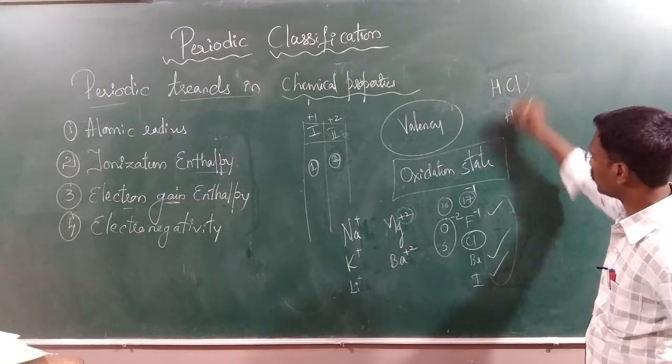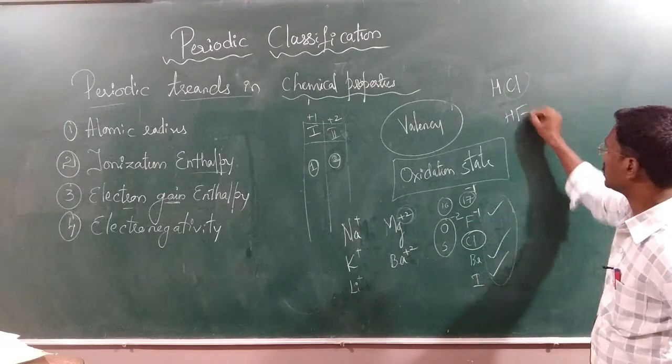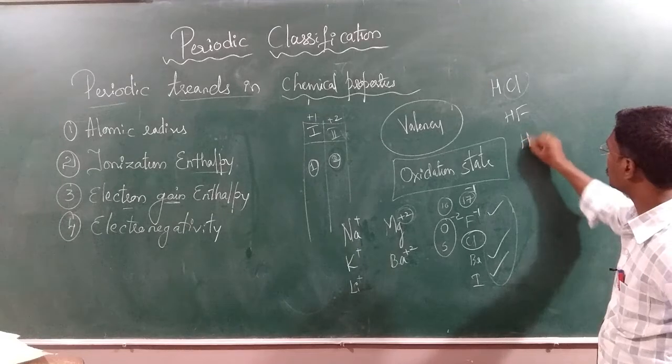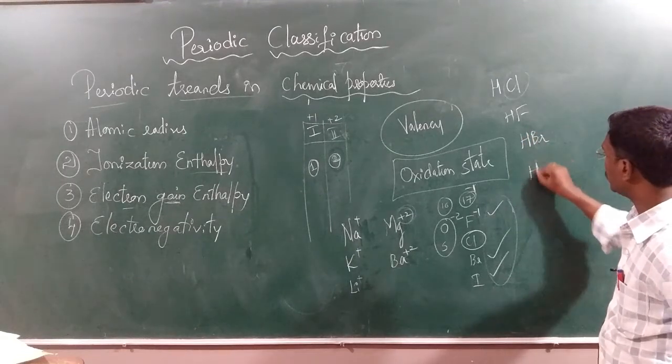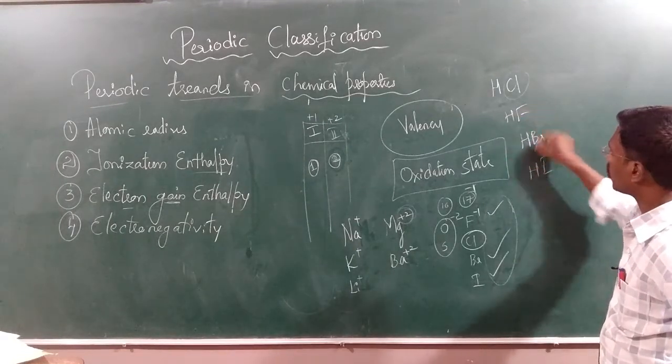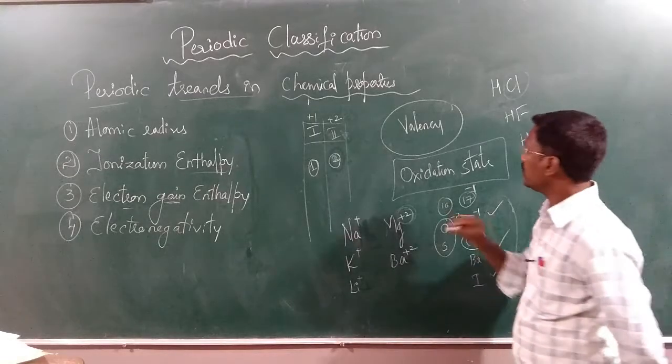Instead of chlorine, I can take fluorine, that is HF. If I take bromine, it is HBr. If I take iodine, HI. Can you see here the formula remains the same? Are you getting the same thing?